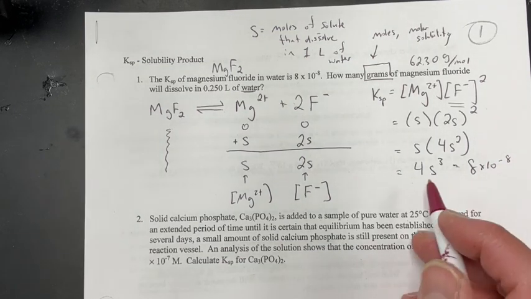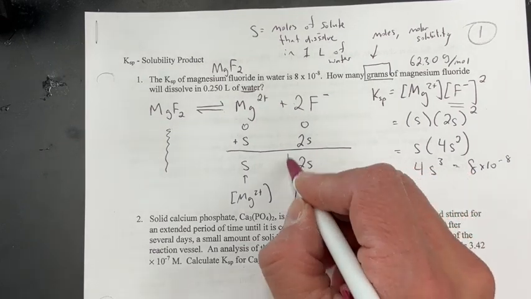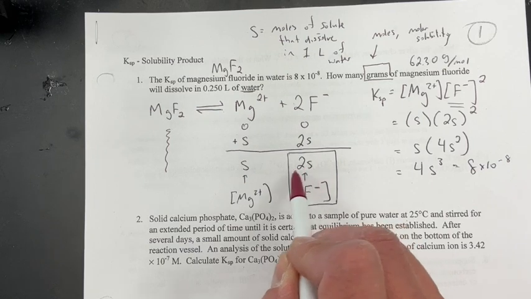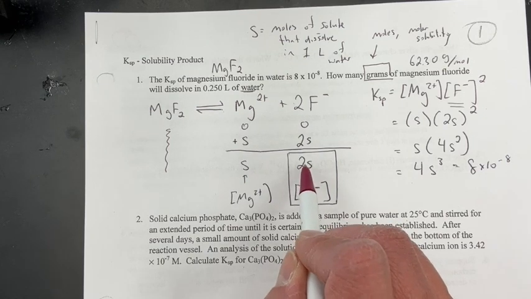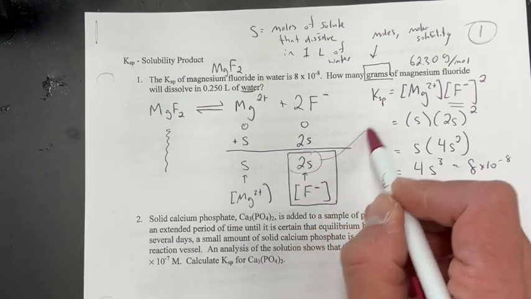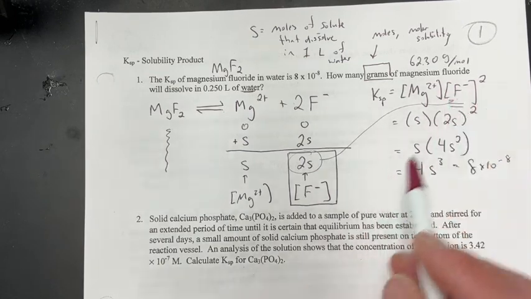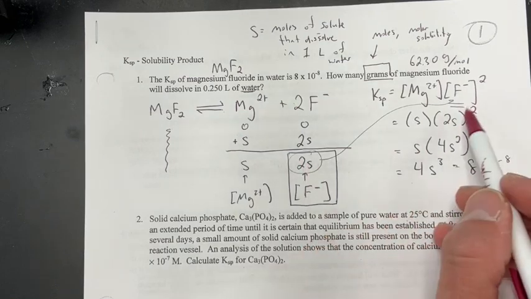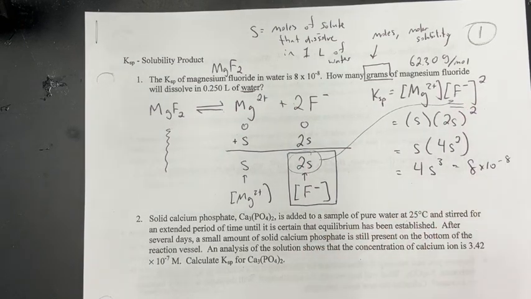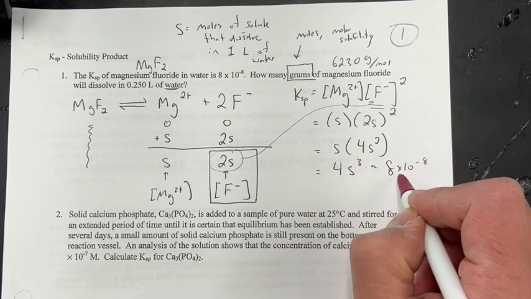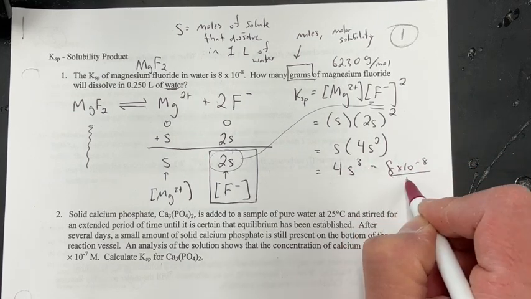Okay, so the biggest trick is making sure that you know that whatever coefficient is here, that is just going to be plugged into the concentration of whatever ion that is. So 2S is the concentration of F minus. Now, to solve for this, I have to do some algebra. So I divide both sides by 4.